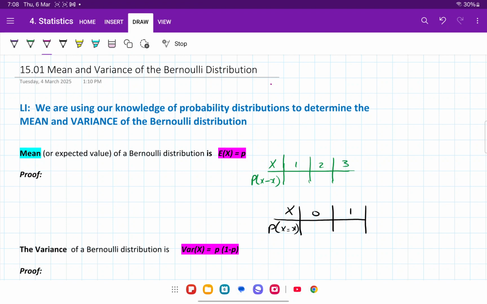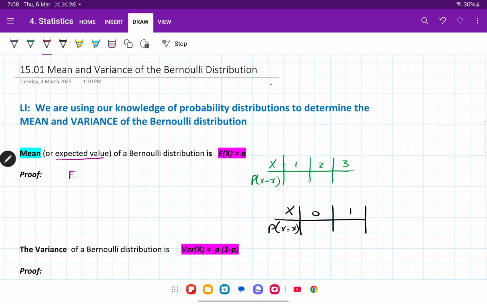Okay, so let's have a little bit of a remember what it means to find the mean or the expected value, which we called E(X). I'm going to show you what the formulas are, and then we're going to have a look at our probability distribution table and prove why they are. So for Bernoulli distribution, the expected value E(X) is equal to p. Just a quick little reminder of what we did last year.